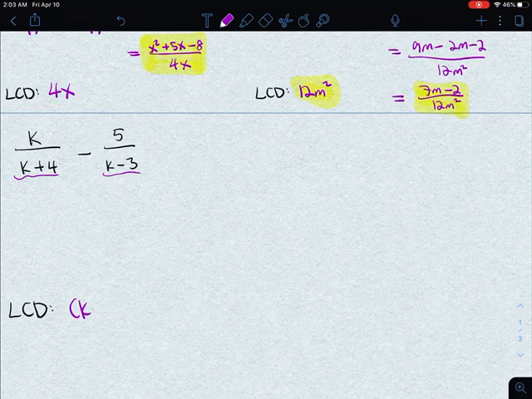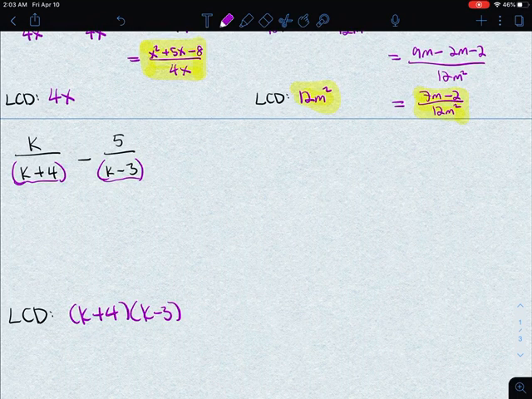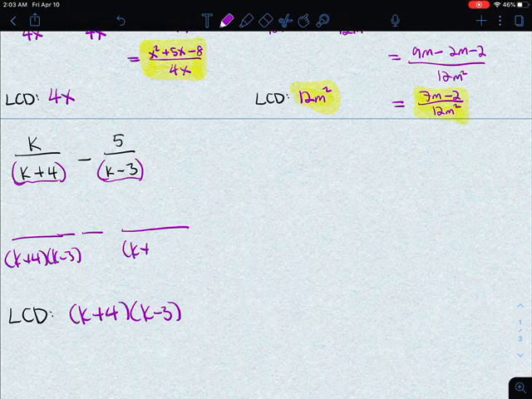Okay, so k plus 4, k minus 3. Again, those you want to think of as separate terms. So my LCD is just going to be k plus 4 times k minus 3. All right, so then let's go ahead and put that over here. So I know I'm going to have k plus 4 over k times k minus 3 for both of these. And you can actually just leave it like this. You don't have to multiply this out. Okay, it's actually much easier to just leave it like that in factored form.